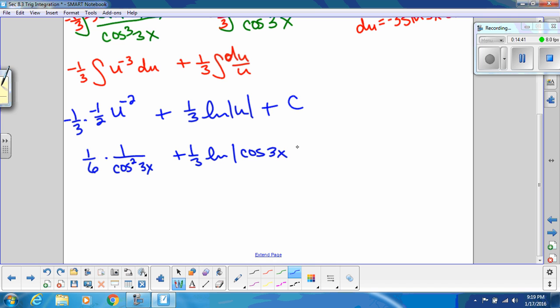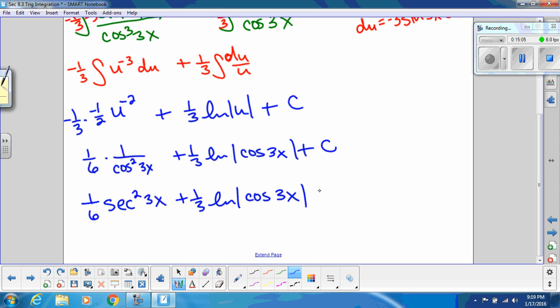And then here I'm going to have 1/3 ln of cosine 3x plus c. Now the only thing I would do here, just so it looks more like what you would see in a calculator, we would probably change that to be secant squared. We typically don't leave those powers in the denominator, so this would be secant squared 3x plus 1/3 ln. Alrighty, so there are some extra examples for you, so if you wanted to see how those different rules work.